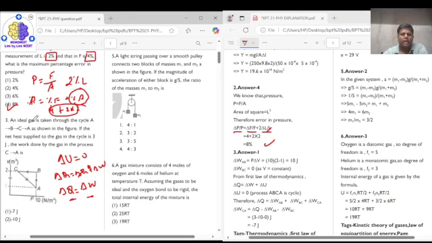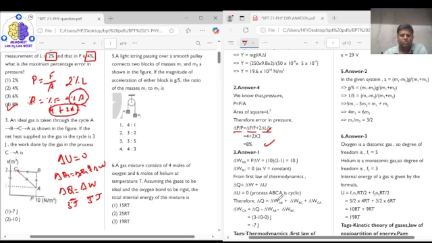So what they are saying is an ideal gas is taken through the cycle from A to B, then B to C, and then C to A as shown in the figure. If the net heat supplied to the gas in the cycle is 3 joule, then 3 joule will be the amount of work done because it's a cyclic process, right? Now the work done by the gas in the process C to A, while going from C to A, what is the amount of work done? The work done in going from C to A is calculated as follows.